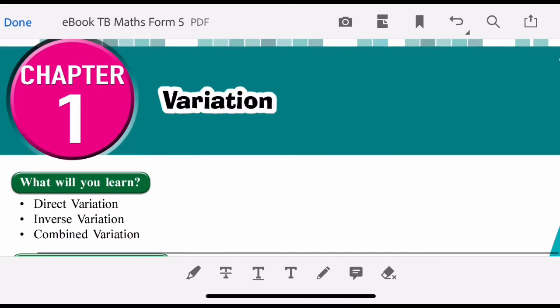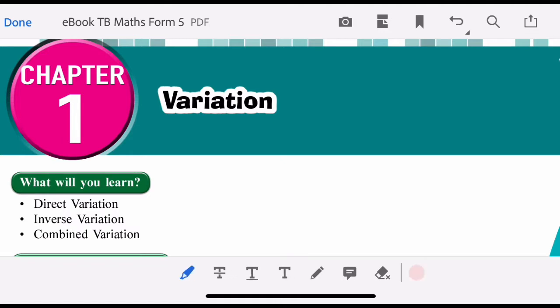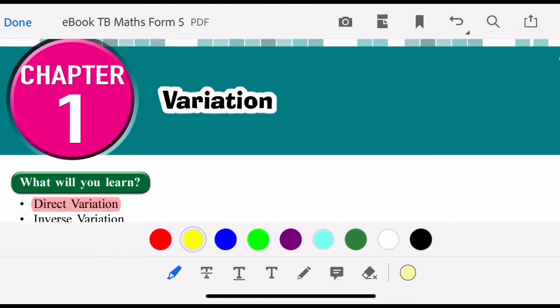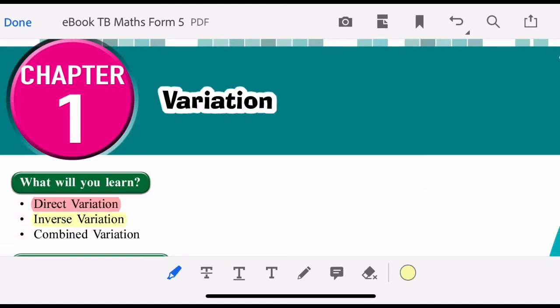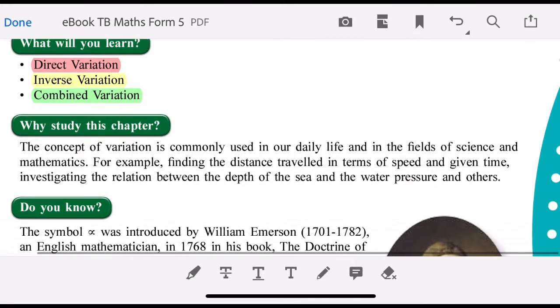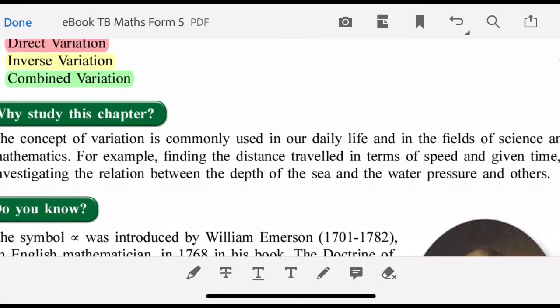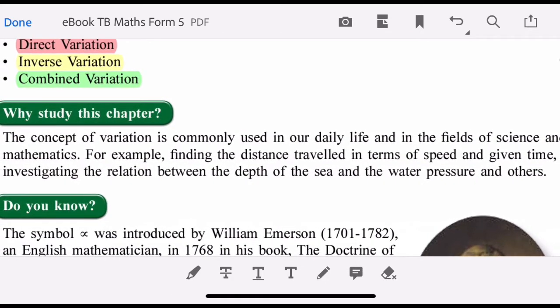Okay, so chapter 1, variation. We will start with chapter 1 now. So what will you actually learn for this variation? You will learn direct variation, inverse variation, and combined variation. The first one is direct variation, which is very easy, and inverse variation is also very easy. Combined variation is easy plus easy, so it's very easy.